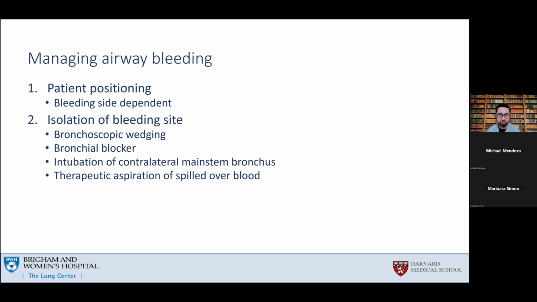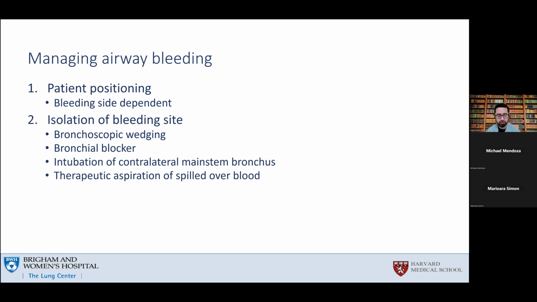Not my favorite personally because it's hard to ensure that no amount of blood is going to spill over to that contralateral side with that technique, because typically your endotracheal tube's balloon will still be proximal enough to be sitting in the trachea. So I prefer using the bronchial blocker, but whatever works for you, and ideally you have tried this before, and so you're ready to go if you are facing such a scenario.